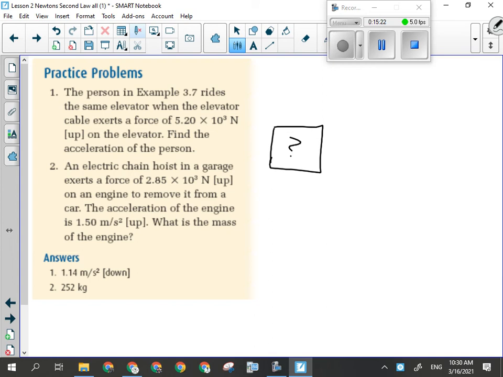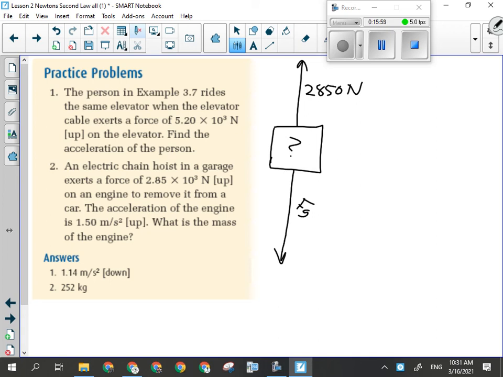One of the key parts of my free body diagram is actually missing here. I do know this upward force, and it is 2,850 newtons. What other forces are acting on the engine? Gravity. Can I calculate the force of gravity? I don't have mass. Force of gravity is mass times gravity, so I can't calculate the force of gravity.